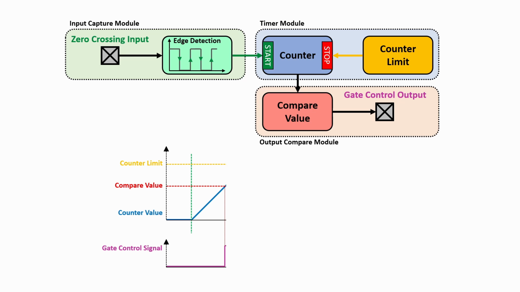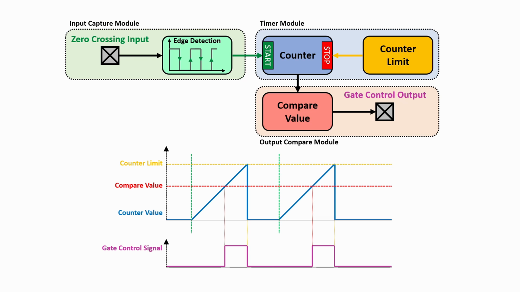However, the counter still keeps counting until it finally reaches the counter limit. Once this happens, the counter stops and resets to 0, which will also switch off the gate control output. On the next zero crossing event, the whole process starts all over again. The delay between the zero crossing event and the gate control signal output can now be conveniently adjusted by the compare value. We have also defined this delay as alpha.